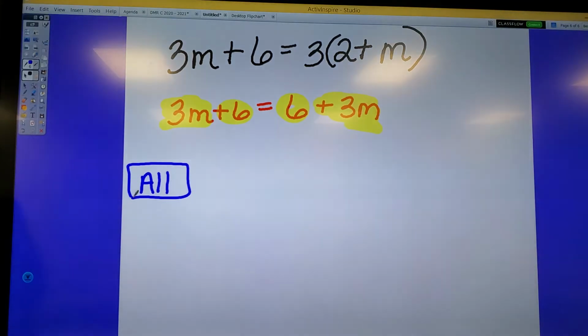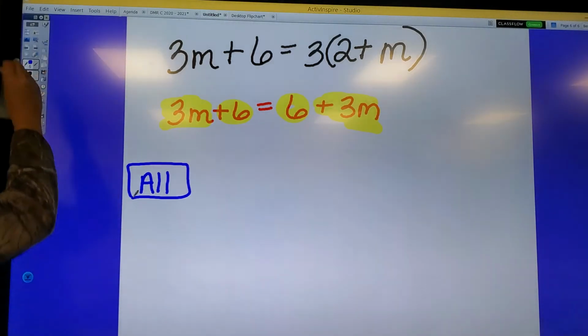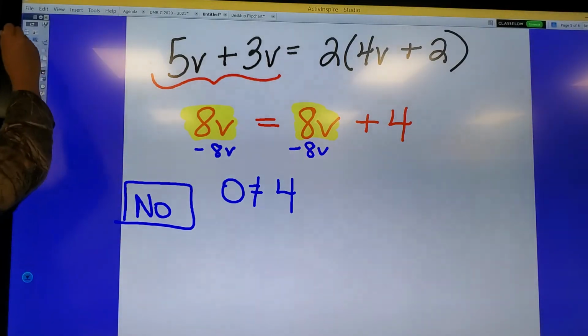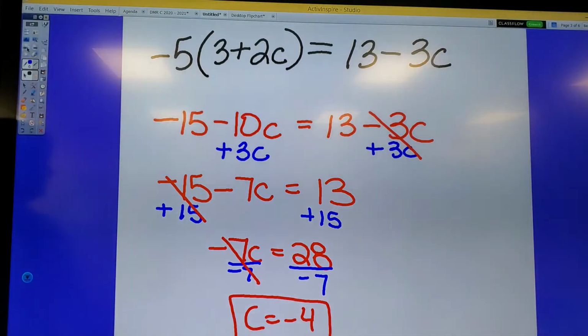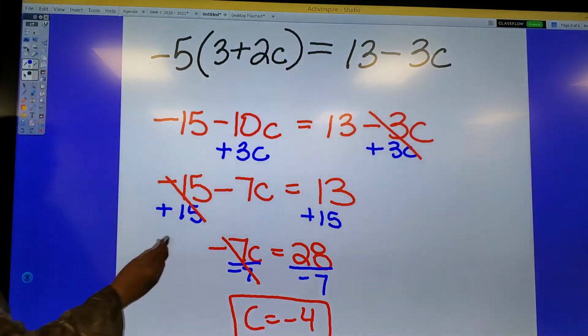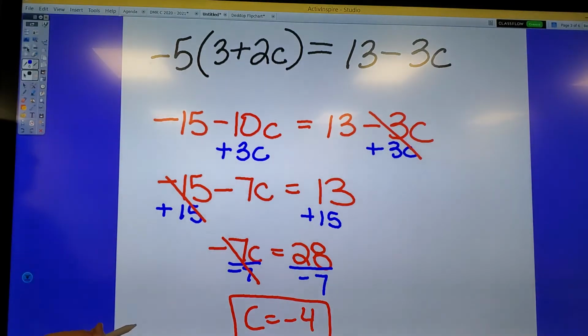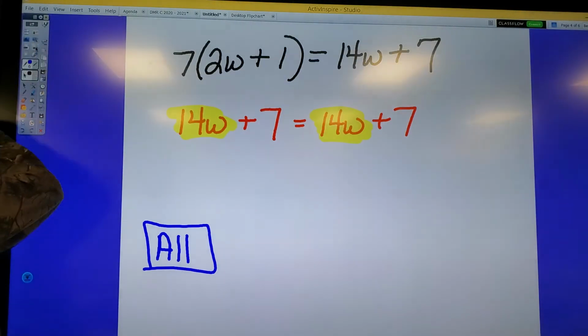Question? On the Google form, are we putting all, no, or one, or are we putting the answer to the... You're typing the word all, no, or -4. So if it's one solution, you would write the answer, yes. I understand. I thought you were saying if the answer is 1. I get it. If it has one solution, then you would type whatever the solution is. Yes. Okay, yes, we're on the same track.